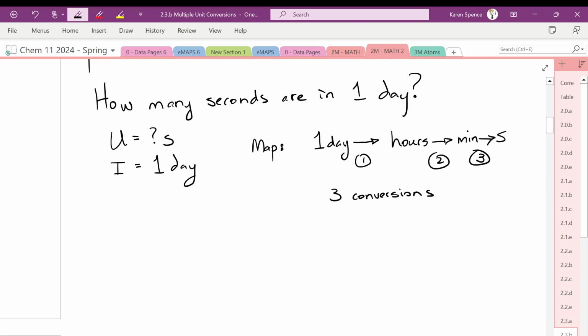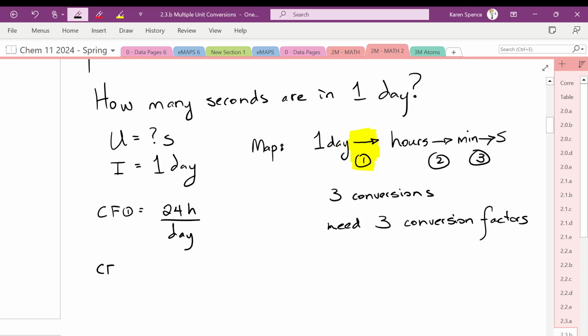And that means if you have 3 conversions, you will need 3 conversion factors. All right. So conversion factor number 1. What's one conversion factor that we need? Probably for here, going from days to hours. 24 hours per day. Conversion factor 2, going from hours to minutes.